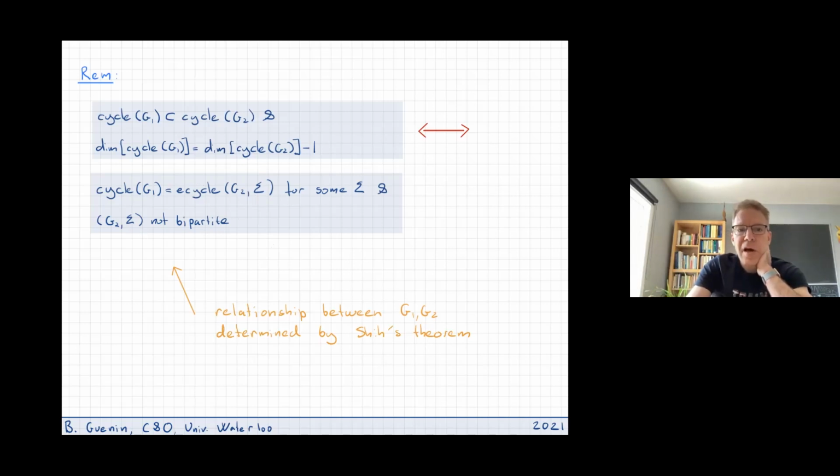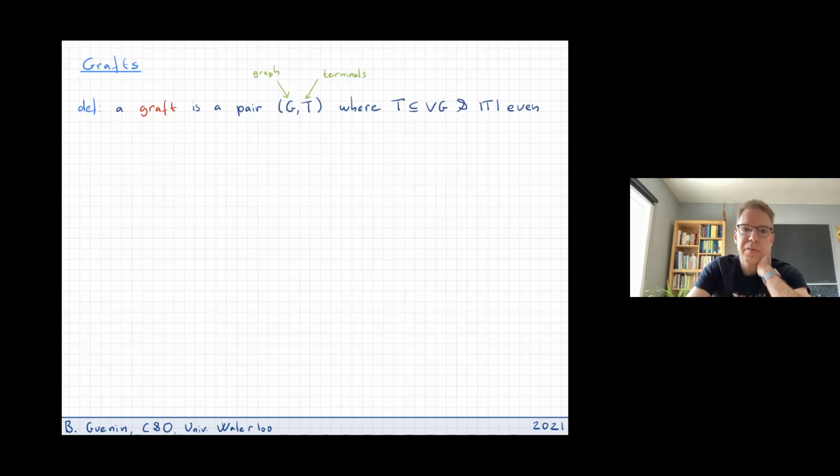Okay, so I want to do now the same thing, but for the second condition. So we had a version of Shea's theorem in terms of cuts, and I want to restate that condition in terms of grafts. So what is a graft? A graft is going to be a pair where I have the graph G, and I have T, which is a subset of the terminals, and I'm going to impose that T has to have even cardinality, and you'll see why in a second.